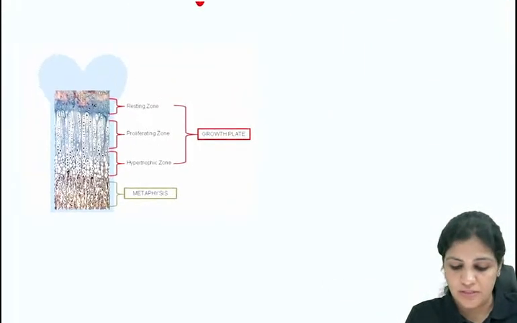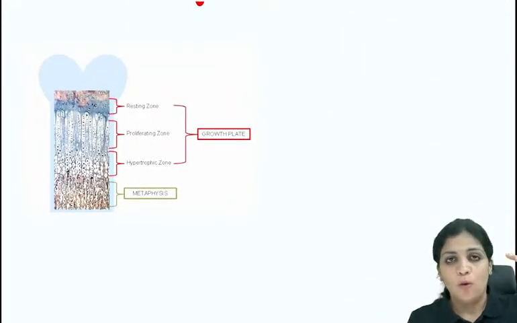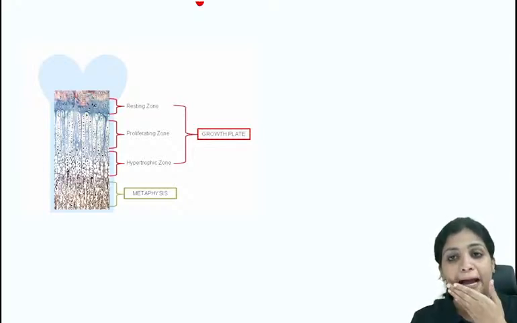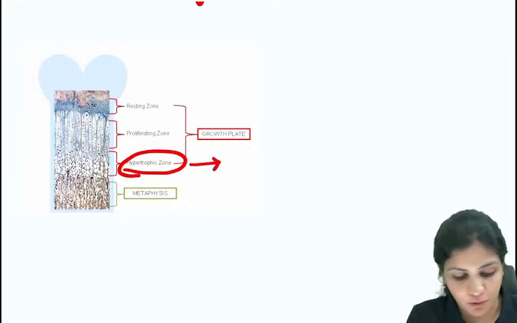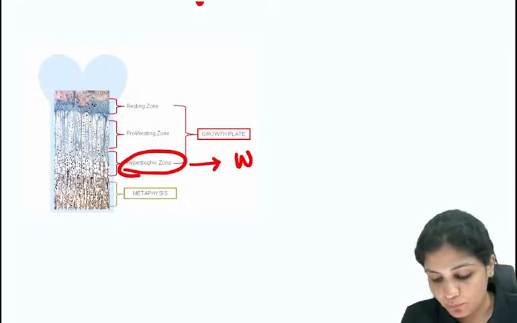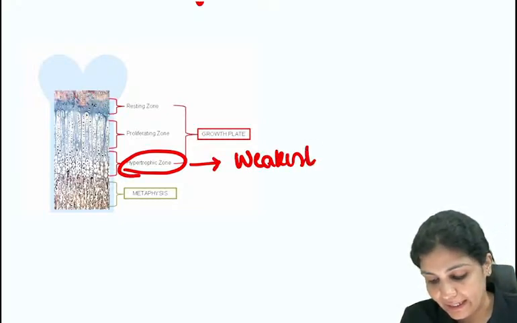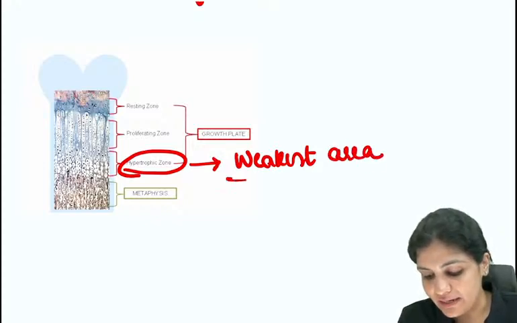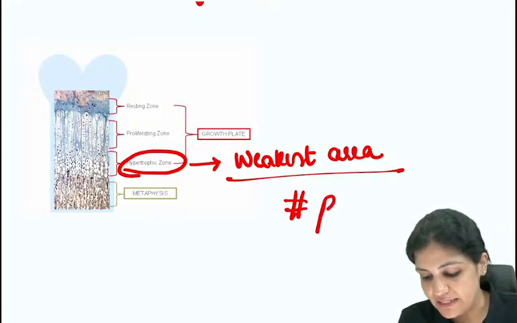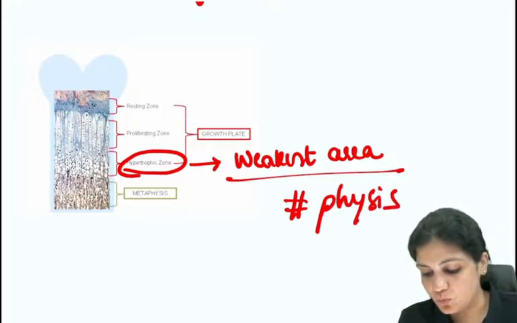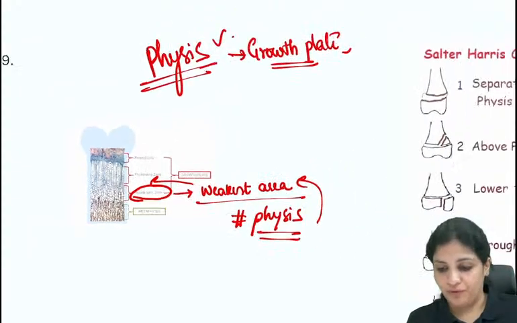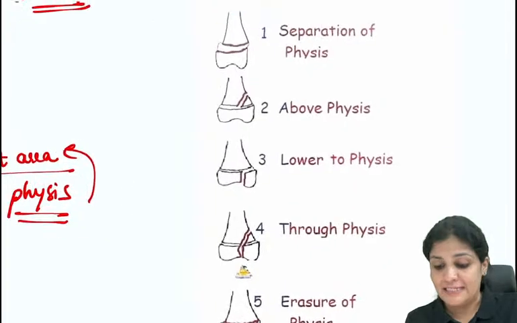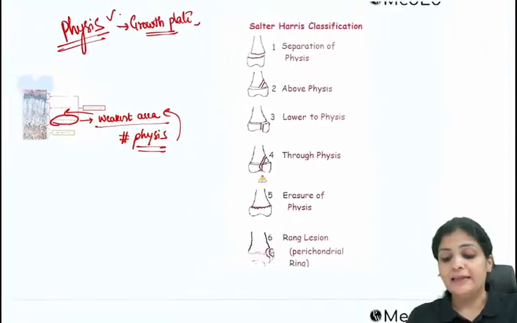It has 3 zones. Roughly you remember, one is the reserve zone, then you have the proliferating zone, then you have the hypertrophy zone, right? So this hypertrophic zone is very, very important, which is the weakest area. So whenever there is a fracture in the physis, it occurs in this weakest area called the zone of hypertrophy. And based upon that, Salter and Harris have divided the classification.